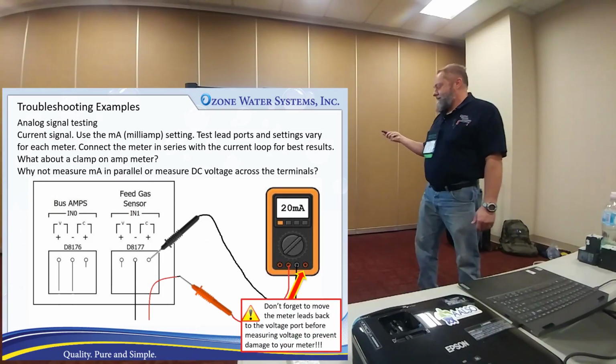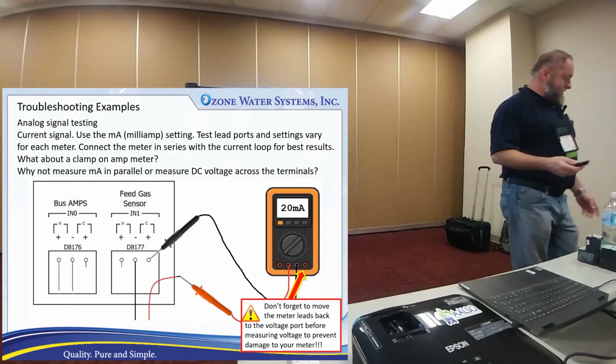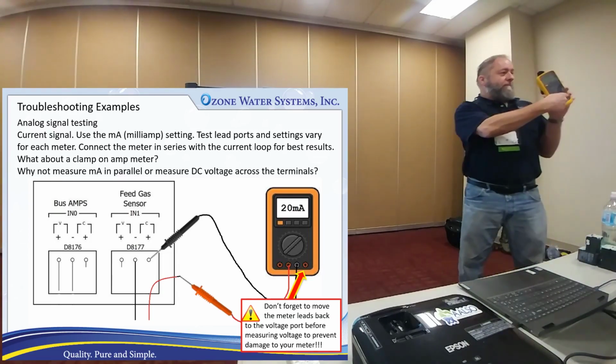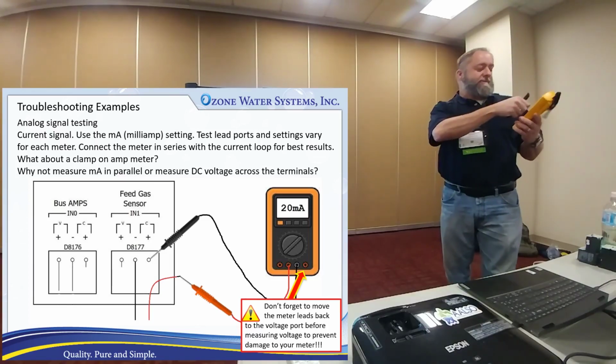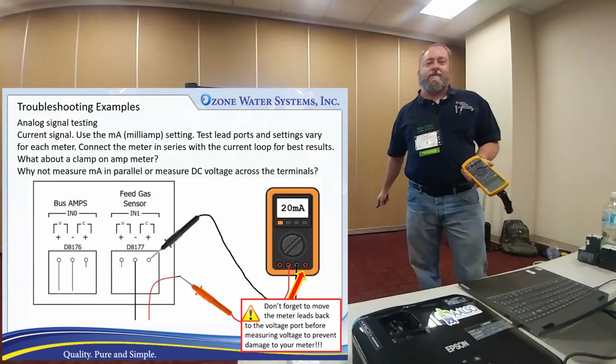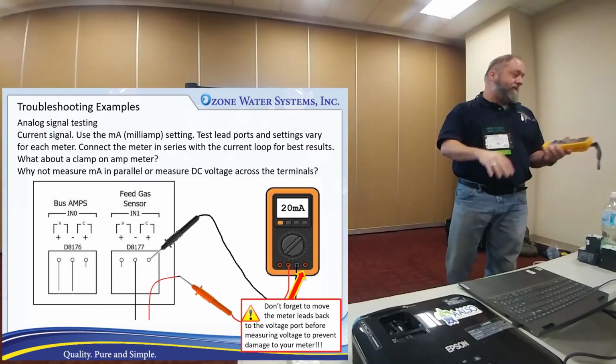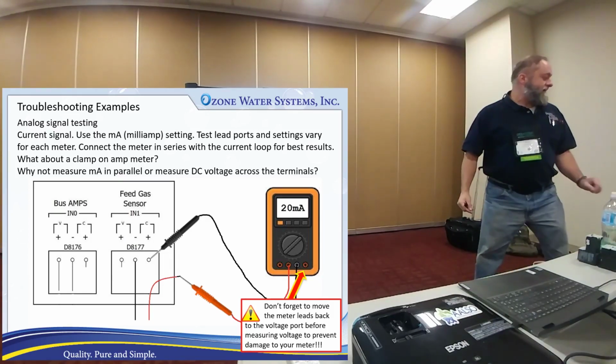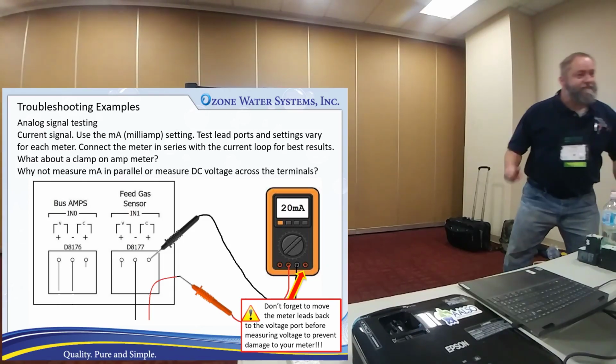Very important. If I'm measuring milliamps or amps on just almost any meter, make sure you put it back to volts before you switch it to volts and hook it up to your power. You're going to smoke your meter, or you can blow the fuse, and it's not going to work anymore. I know this by experience several times. As you get busy, you don't do it.